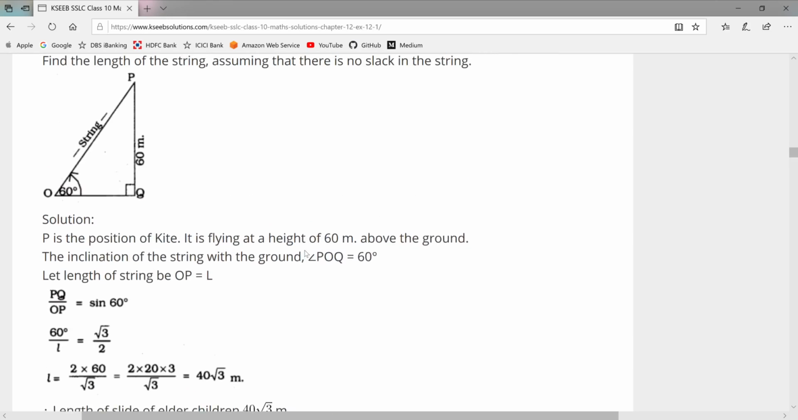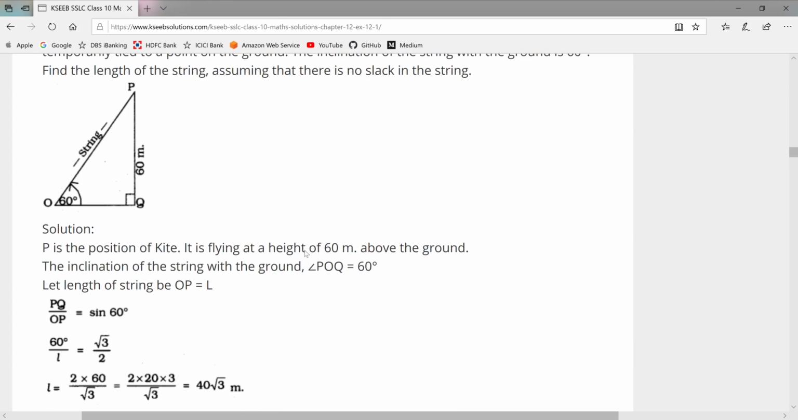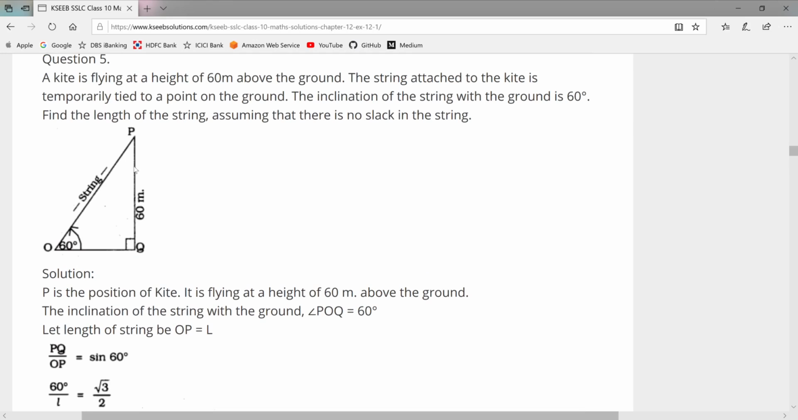So by this picture, what they are asking is: find the length of the string, that is PO. We have to find it here.